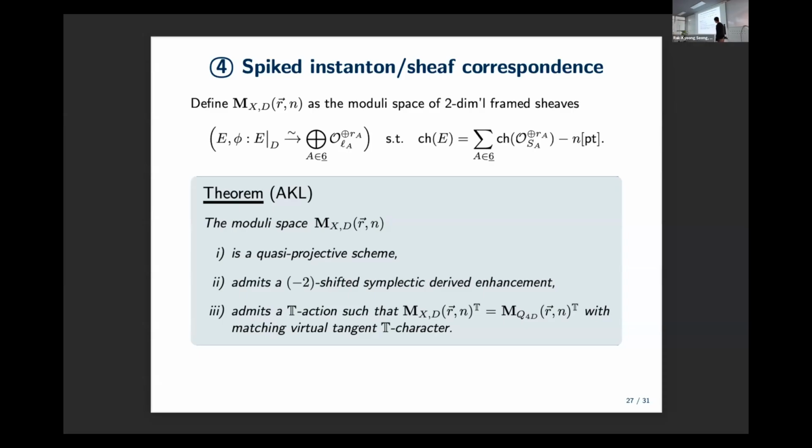And this was already very strong evidence that there is some mysterious connection between these moduli of framed sheaves and the ADHM moduli space, and we conjecture that they are actually globally the same, not just at the torus fixed points.